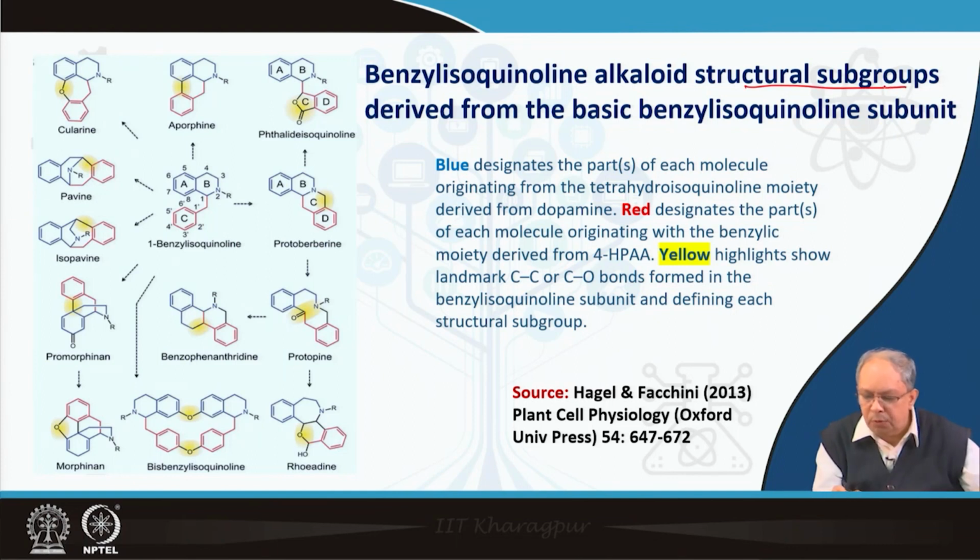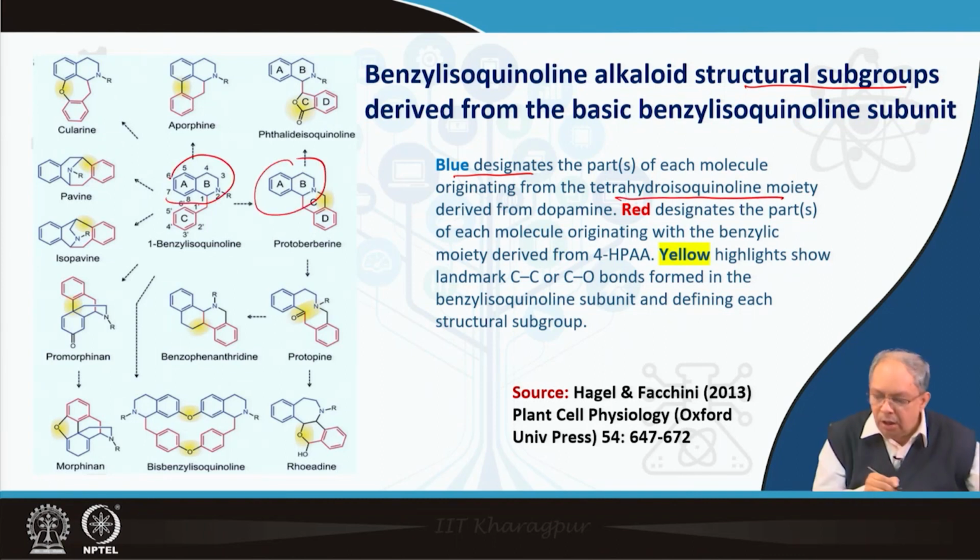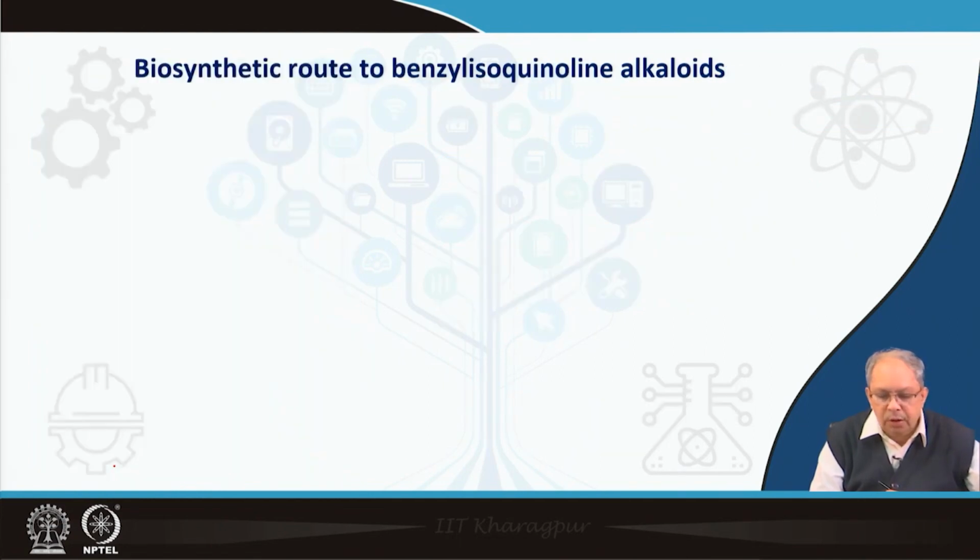So, the blue designates each molecule originating from the tetrahydroisoquinoline moieties, and the red designates the part of each molecule originated from the benzylic moieties. So, these are the examples. This is bis-benzyl isoquinoline alkaloid, and this is particularly the structure of morphine and alkaloids. This is just for your information. Now, we will come to the biosynthetic route.